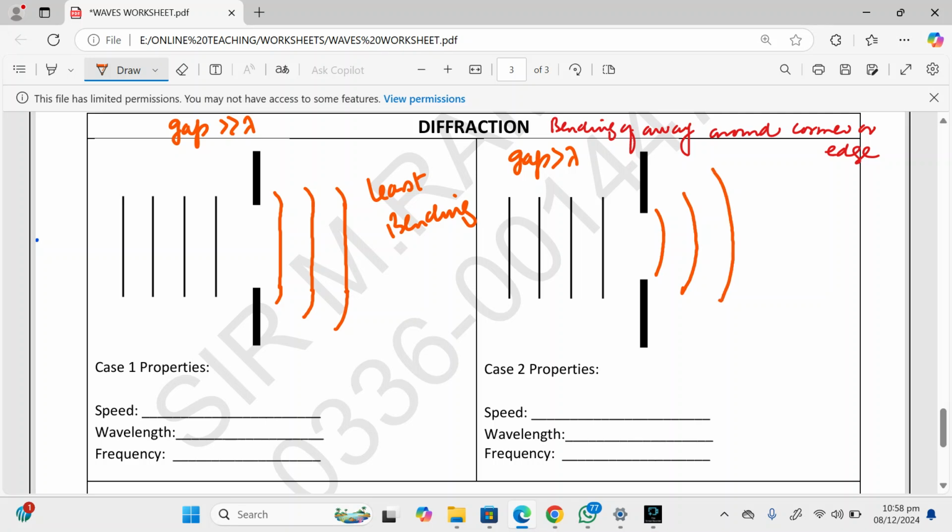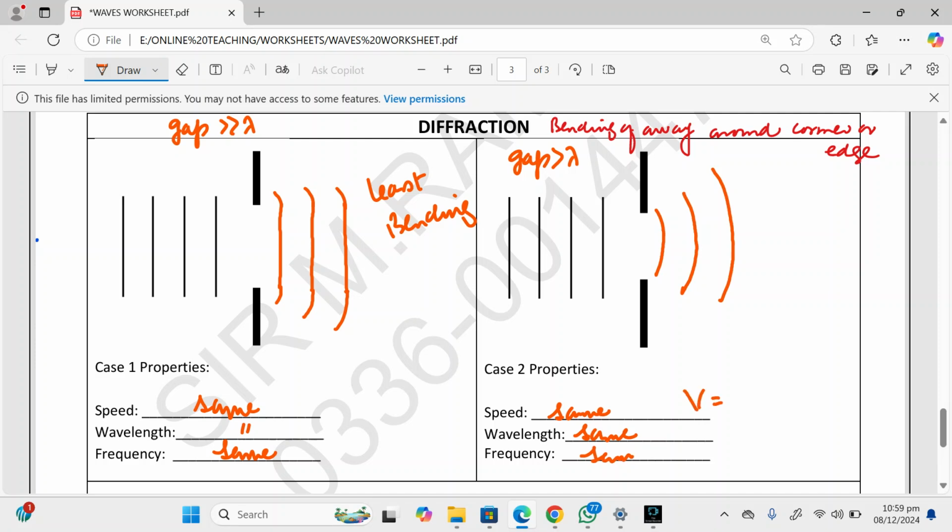And what would be the properties? Speed would remain the same after diffraction, wavelength would remain the same, and frequency never changes because it depends upon the source producing the wave. Similarly, the speed and wavelength would remain the same and frequency would also remain the same.